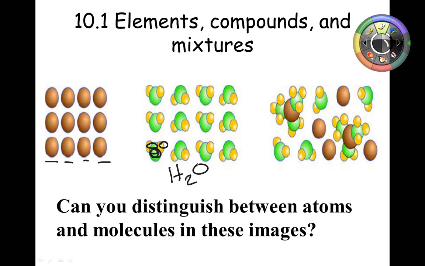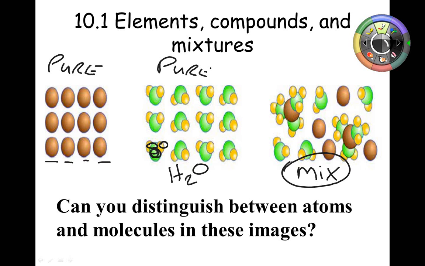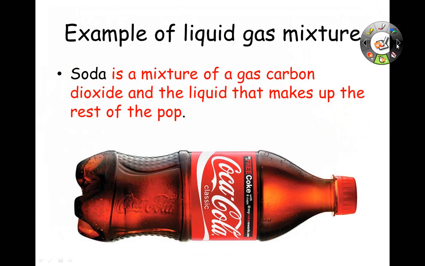Now, when we put these things together, this is a mixture. All right. So this is pure because it's one type of element. This is pure because actually it's one type of compound, and when you put them both together, it becomes a mixture. Example of a liquid gas mixture would be when you drink a soda. Mixtures can be liquids, solids, gases, plasmas. It matters not the state of it when you're talking about what a mixture is.